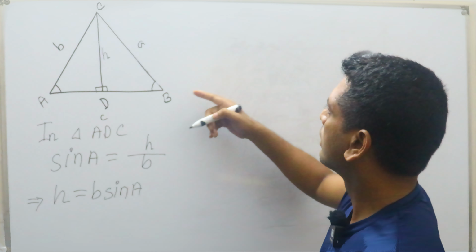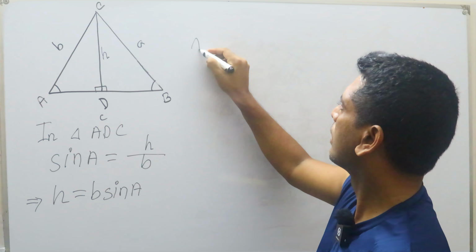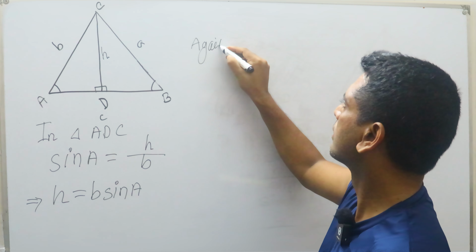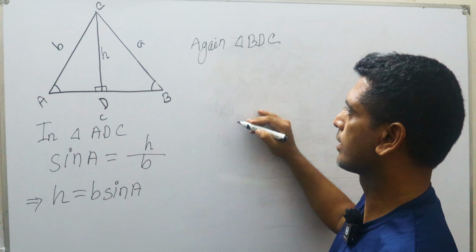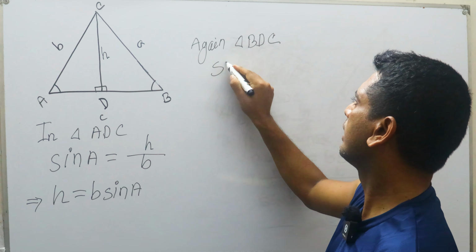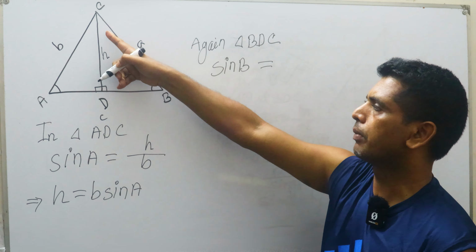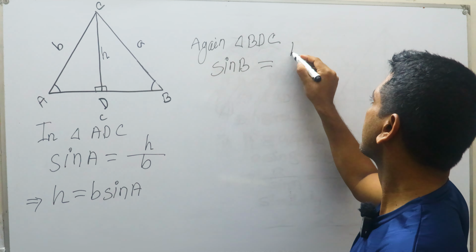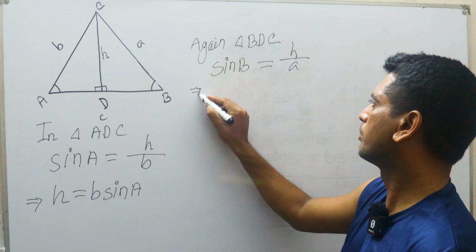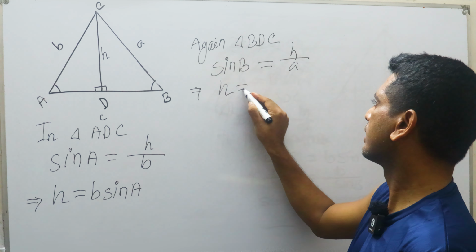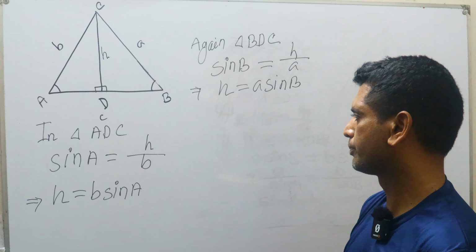Now, in triangle BDC, again in triangle BDC, sin B equals the perpendicular h divided by the hypotenuse a. That means h is equal to a sin B.